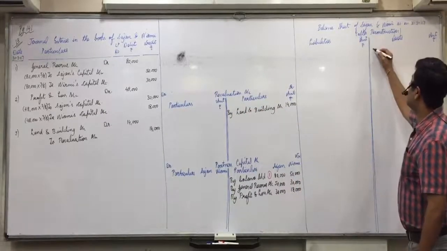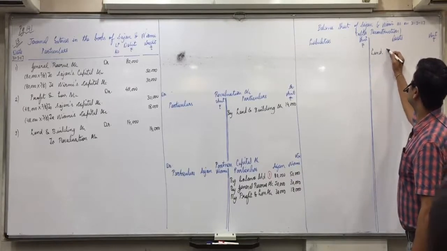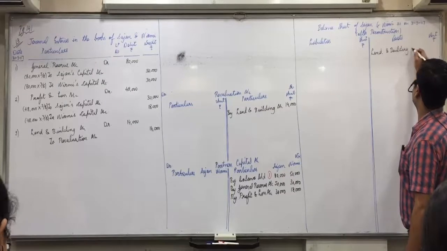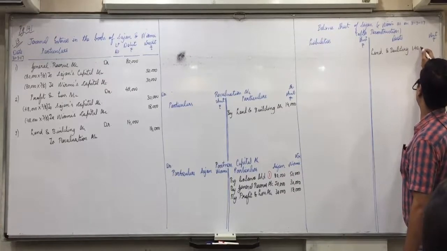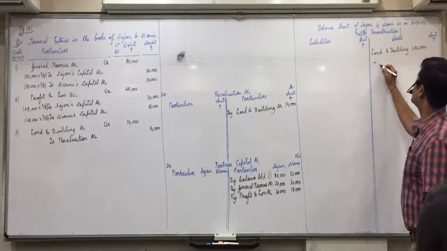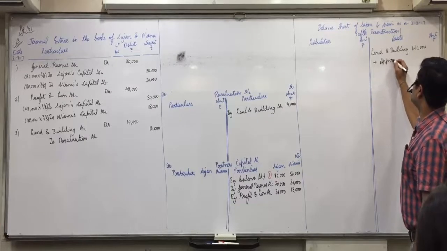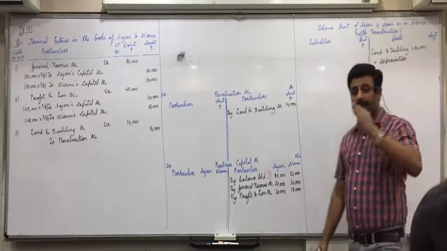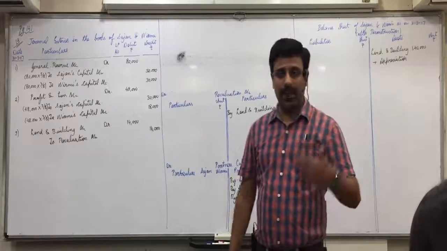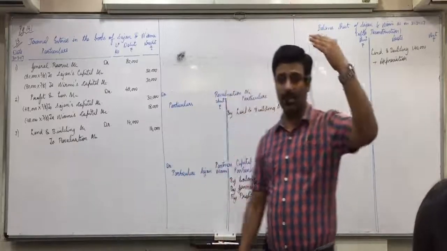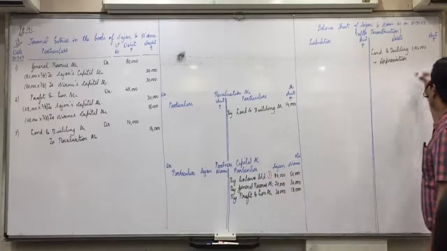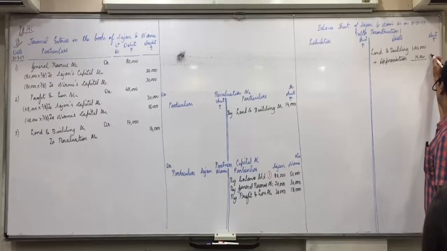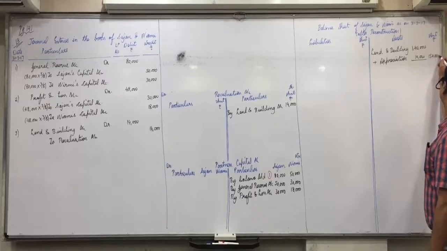Here there is no need to give headings in the balance sheet. Straight away you can write land and building 1,40,000 plus appreciation. Yes, a decrease is depreciation. An increase we call appreciation. Appreciation 14,000. So 1,54,000.